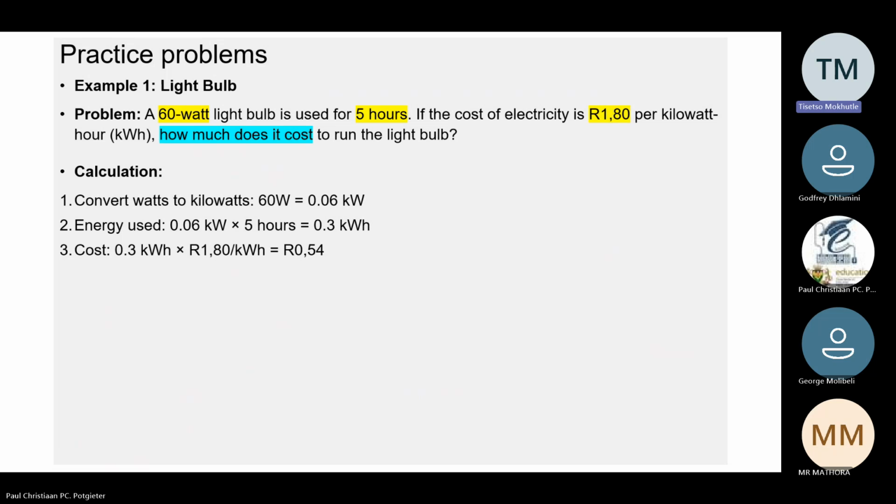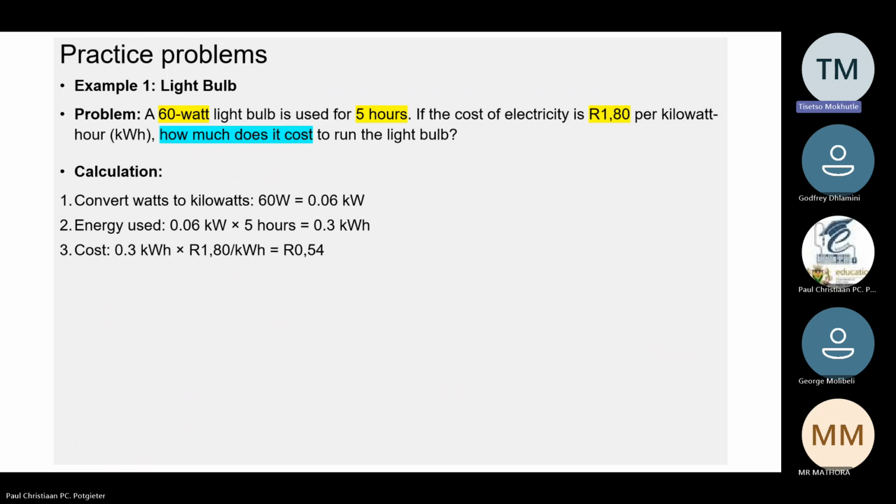It means 60 watt, that is power, we know we underline it. There's 5 hours, we know it's time, we underline it. And there's one rand 80 per kilowatt, we know it is the unit price, we underline it. And then you will see there in blue, it is the question. What is being asked of you to do? It says, how much does it cost? You also underline what you need to calculate. And then you'll see all the three values there.